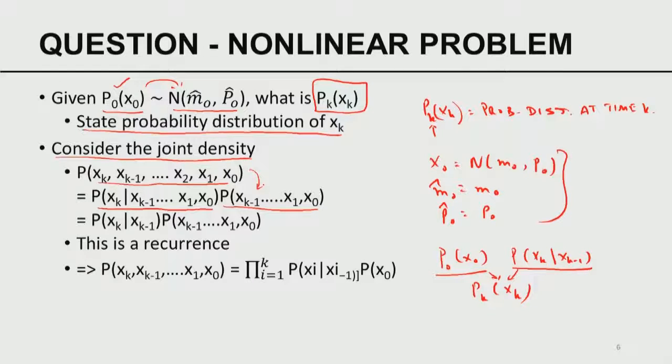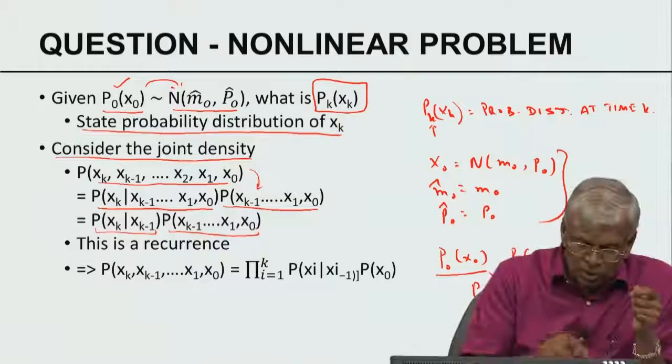The past is of no consequence in deciding the future if the present is known. So x sub k minus 1 is the present. So this conditional probability reduces to the one step transition probability of the Markov process we are considering. So this is the joint density from state 0 to state k minus 1. You can now see the joint density of the states from 0 to k can be broken down into the product of the joint density from 0 to k minus 1 and the one step transition from k minus 1 to k.